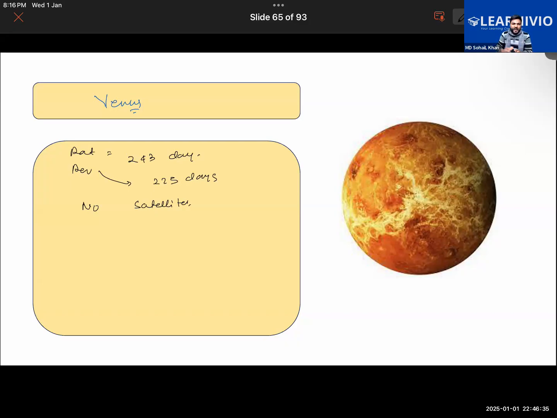And the rotation of Venus on its axis is very unusual because it rotates from east to west, whereas Earth rotates from west to east. So the direction of the rotation is very unusual. Keep that in mind. That is an exception. Because of this, you will observe that the sun would be rising in the west and setting in the east on Venus. Getting it?